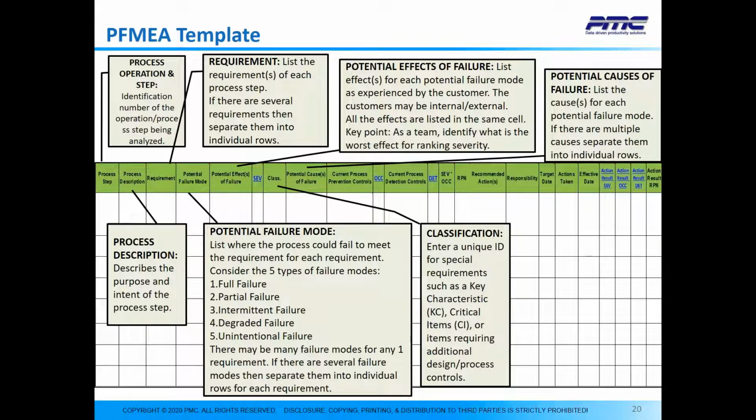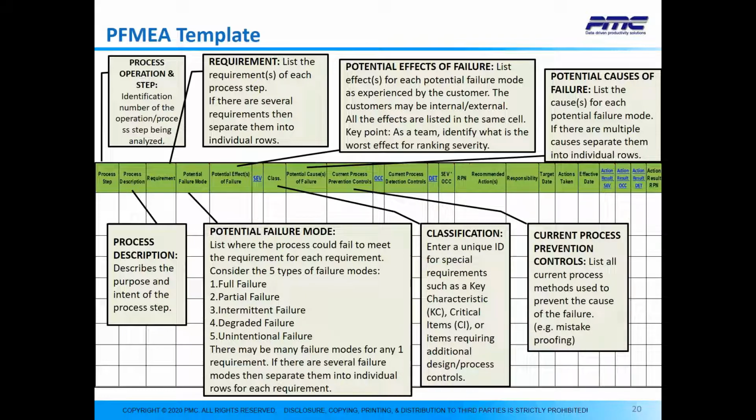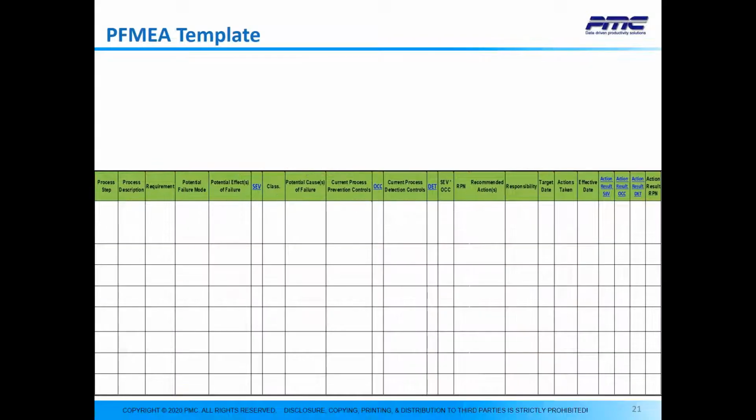Potential causes of the failure modes. Again, you have to list the causes for each potential failure mode. If there are multiple causes, and this is the third reason why you need to branch out the PFMEA, you may have multiple potential causes being considered. So you have to separate the step into different rows to attack them individually. Current process prevention controls: here we list all current process methods used to prevent the cause of the failure modes. For example, mistake proofing or error proofing can be used to prevent it from happening.